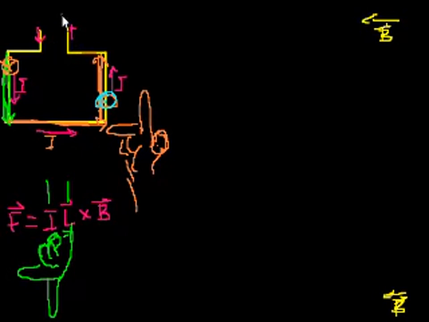So assuming that this circuit can rotate, what's going to happen? On this side, where there's a downward force, on this side there's an upward force. So the magnetic field is actually exerting a torque on this wire, right? If you viewed this little dotted line as our axis of rotation, the whole coil is actually going to rotate around that line.